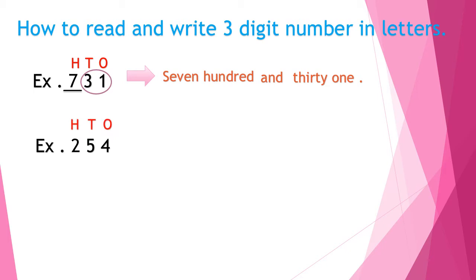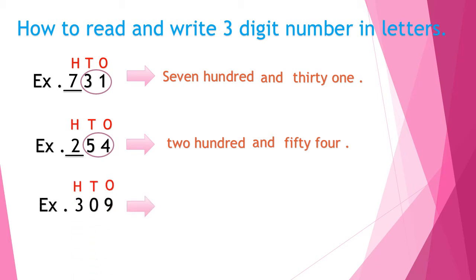Another example. We will start from the left. We have here 200 and 54. Another example. We have this number, but we have here 0 in tens. We have nothing in tens. So this number is 309.